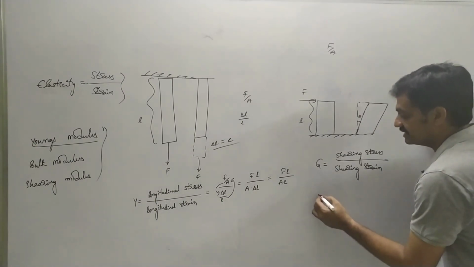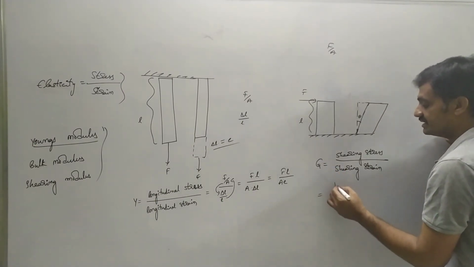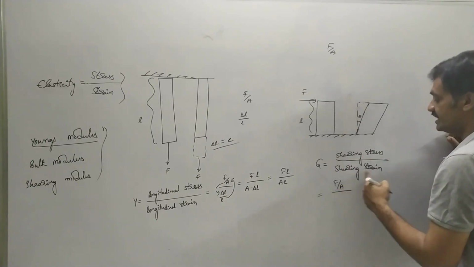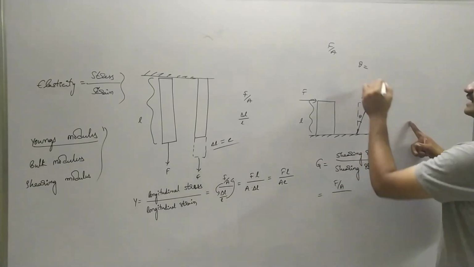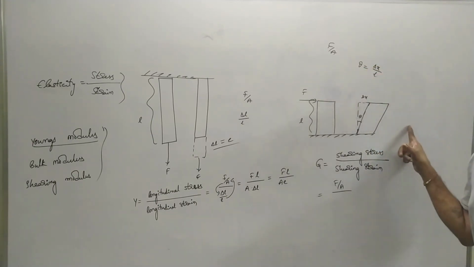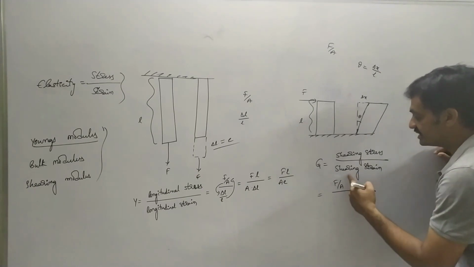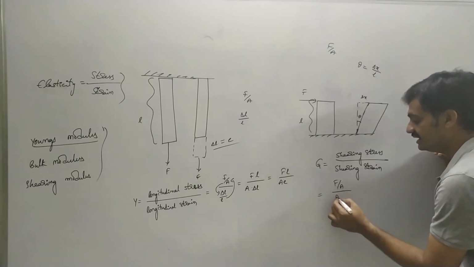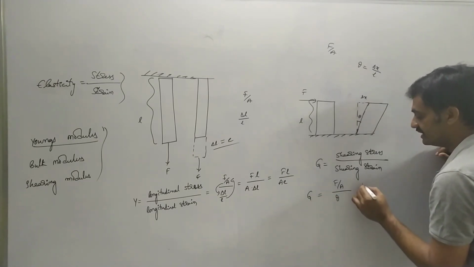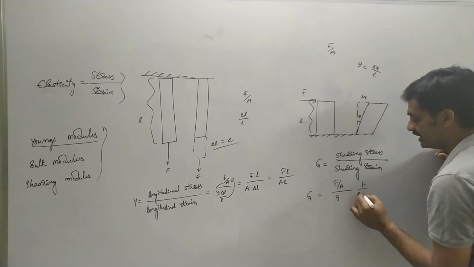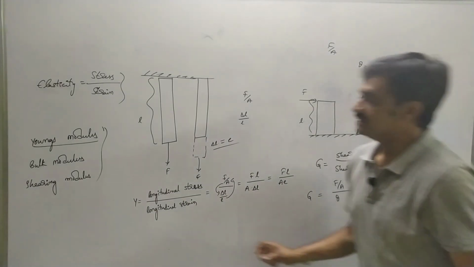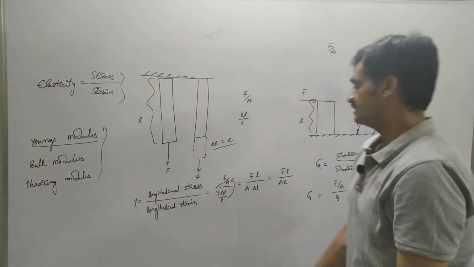Now, in this case, the shearing modulus is represented as F by A divided by shearing strain, nothing but theta equals delta X by L. So in place of shearing strain, we can write theta, then shearing modulus is given as F by A theta. Sure. The third one is bulk modulus.